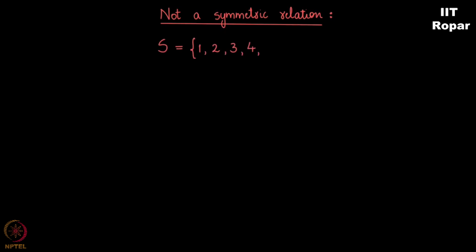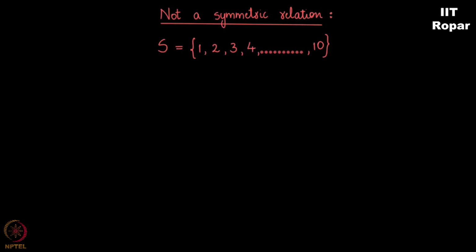Let me now give you an example of something that is not a symmetric relation. And this example is a very popular one. You will see almost all textbooks quoting this example. Let me consider a few numbers. My set S is going to be 1, 2, 3, 4 up to 10.